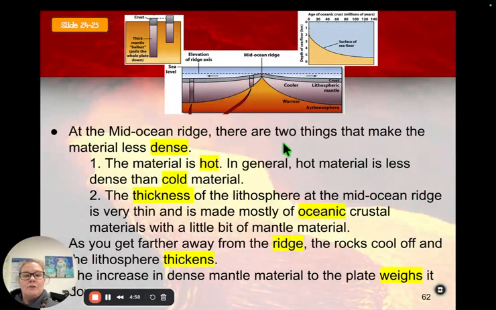At the mid-ocean ridge, there are two things that make the material less dense. First of all, the material is hot, and in general, hot material is less dense than cold material. The lithosphere at the mid-ocean ridge is very thin and is made mostly of oceanic crust material, with a little bit of mantle material mixed in. So as you get farther away from the ridge, it cools off and the lithosphere thickens. The increased dense mantle material weighs the plate down, and it's much heavier than the continental crust.